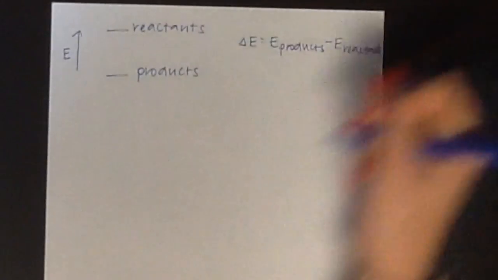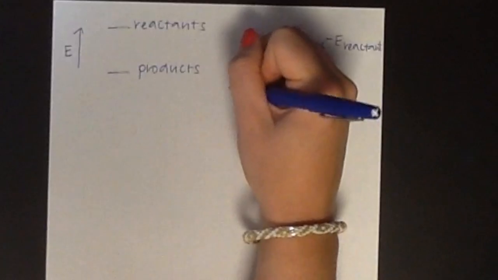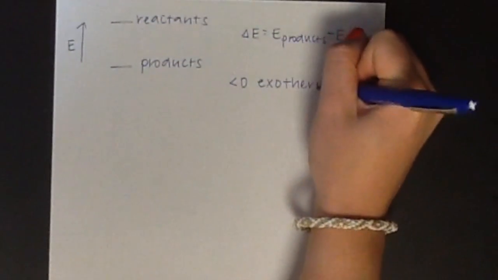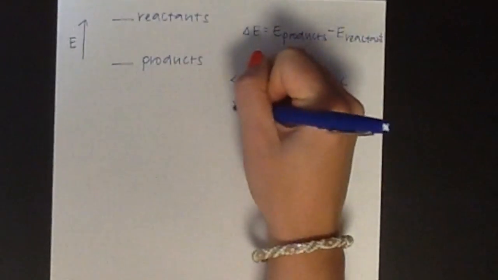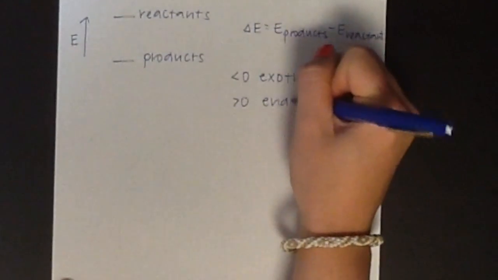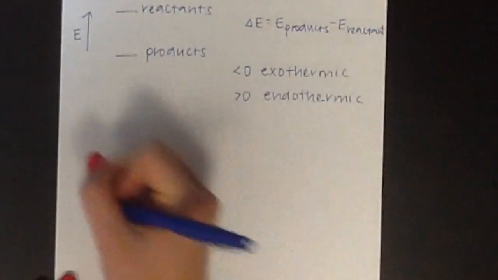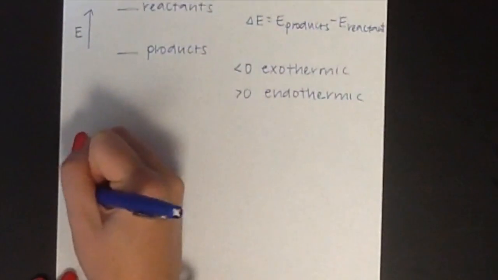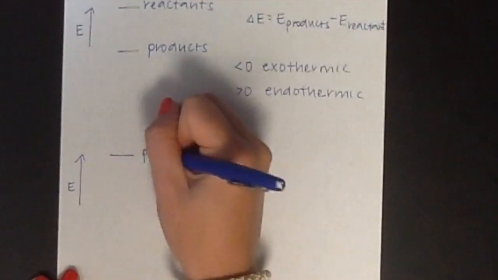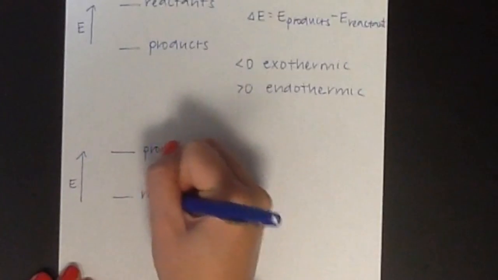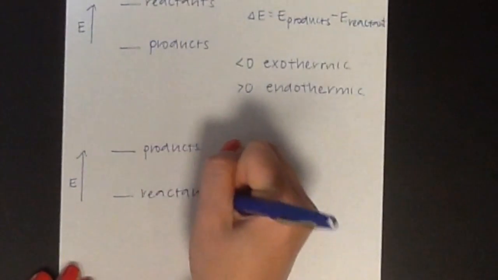The total energy of the reaction can be determined by subtracting the energy of the products minus the energy of the reactants. If the energy is less than 0, then the reaction is exothermic. If the energy is greater than 0, then the reaction is endothermic. The corresponding energy diagram for an endothermic reaction has higher energy in the products than in the reactants.